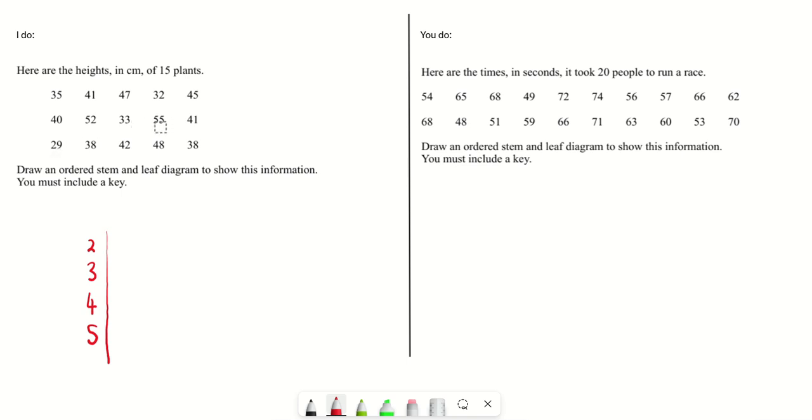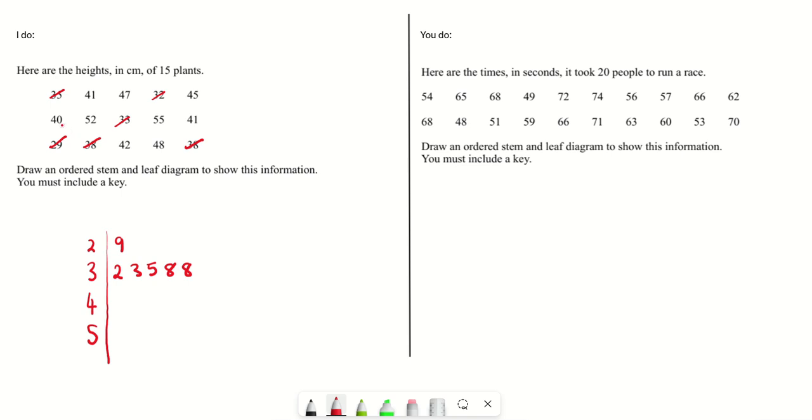Now we cross off as we go, and the first one we can find is 29. So to represent that, the 2 is the 20, and I simply put a 9 here. Then we look at our 30s. I have 32. I have 33. I have a 35. And then 38. And I cross off as I go.